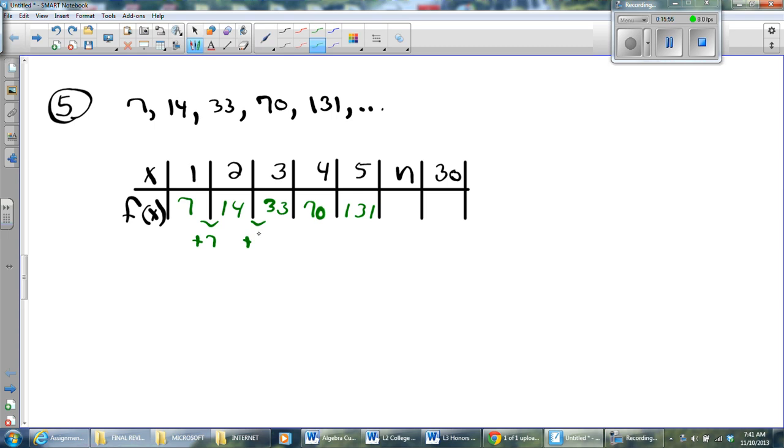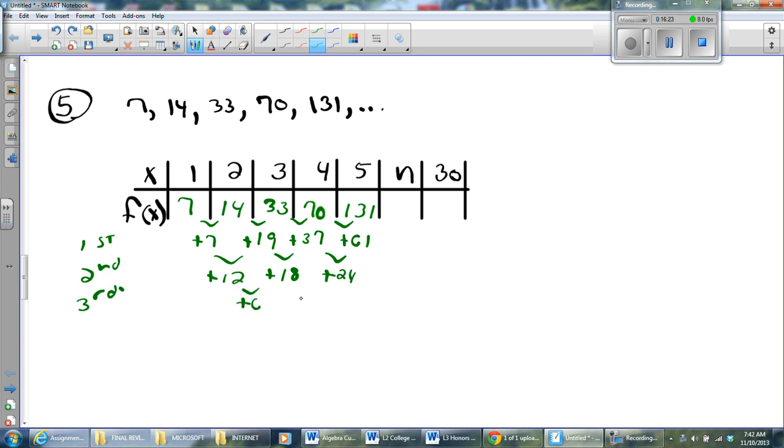Oh, what is that? Is it 19? Yeah, I think so. 37? Yeah. And 61. Okay, and then I get plus 12 and plus 18, and I believe that's plus 24. The second differences didn't match. The first was different. The second is different. But watch what happens when I go to the third differences. I get plus 6 and plus 6.